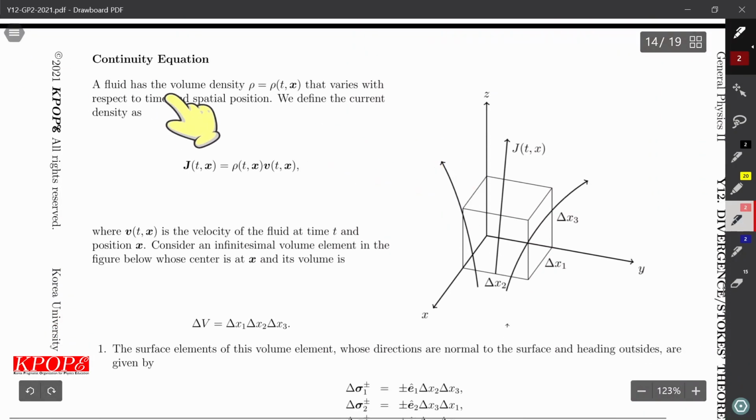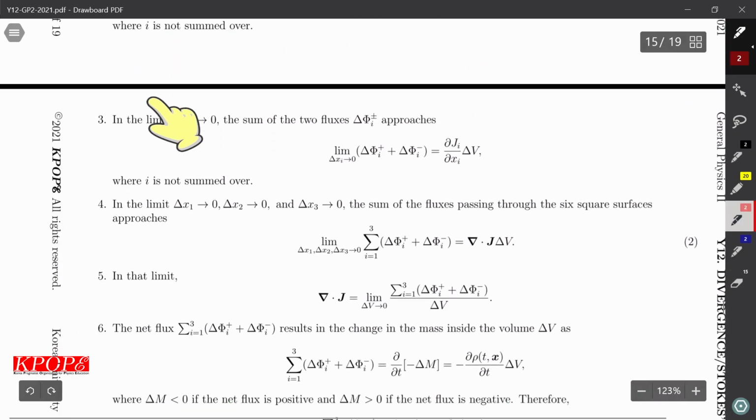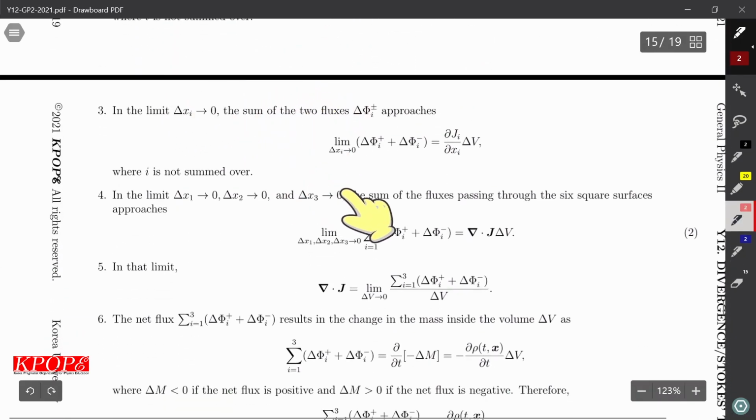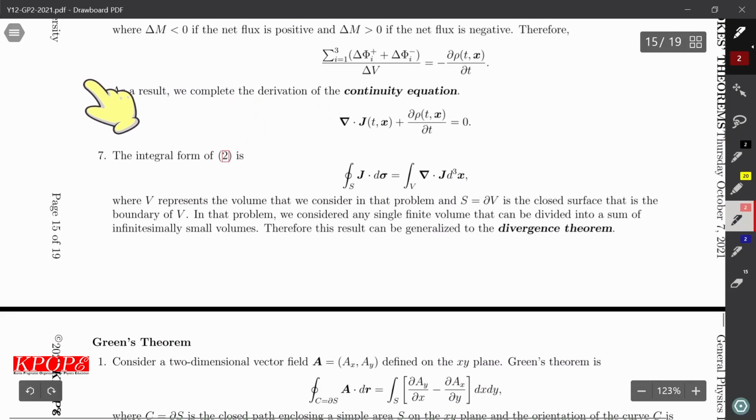You can prove this by making use of the continuity equation. Because the detailed calculation is given here, let me just pass. This is the continuity equation that derives from the divergence theorem.